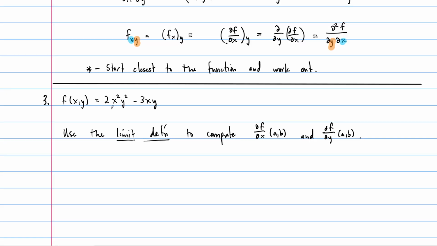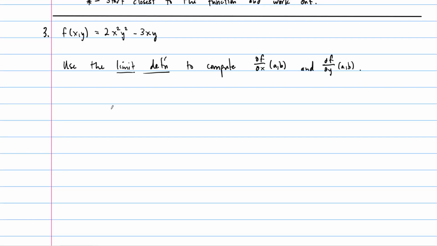All right, let's work this one out and see how it goes. Remember what we want to do: if we're going to take the x partial derivative, then what we need are f of a plus h comma b and f of a comma b. So let's just write this out. This one is 2 times a plus h squared times b squared minus 3 times a times b. And then we should work this out, right?